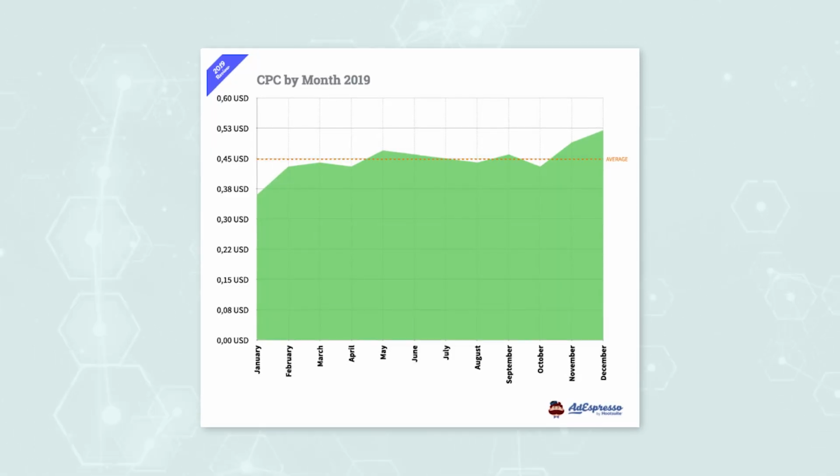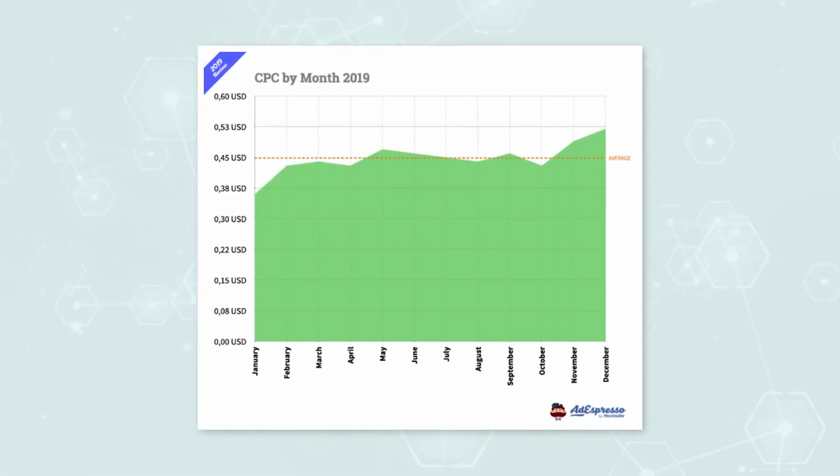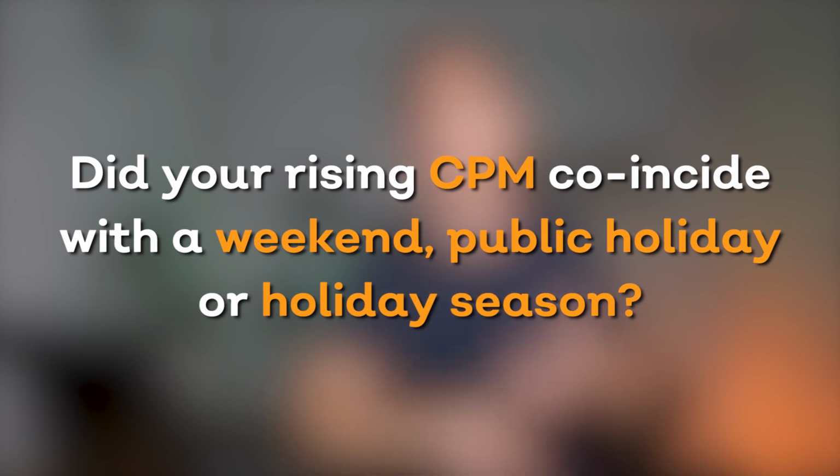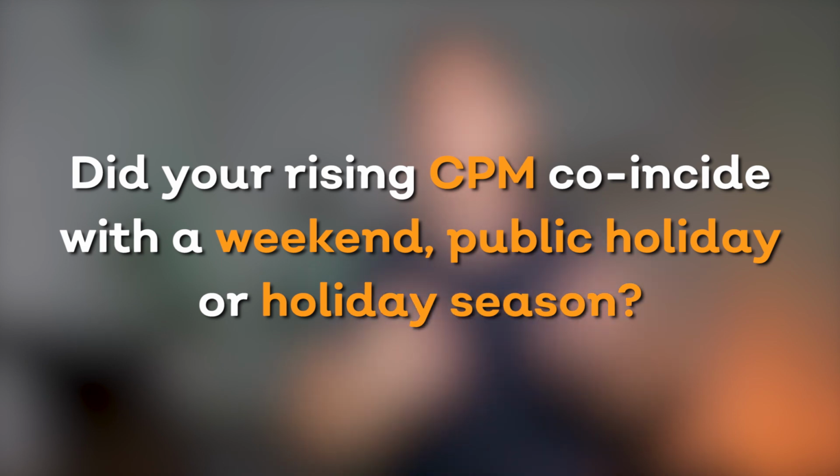The other thing is seasonality. The fourth quarter of every year is the most expensive time to run ads because everybody is starting to run ads in the lead up to Christmas. So again, because demand for ads is increasing, it pushes overall CPMs up and things get more expensive. So that's the first thing to check. When your CPMs rose, was it because of a weekend, a public holiday, or because there's a particular season like Christmas coming up, or Black Friday, Cyber Monday coming up, or something like that.